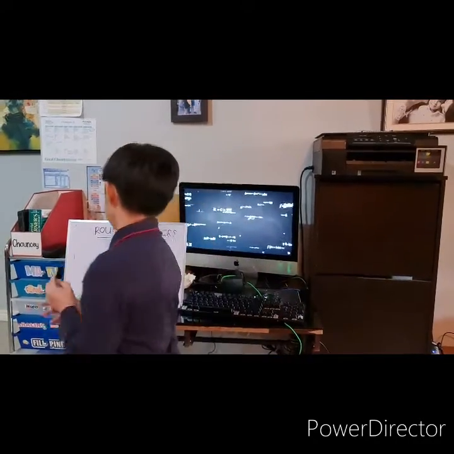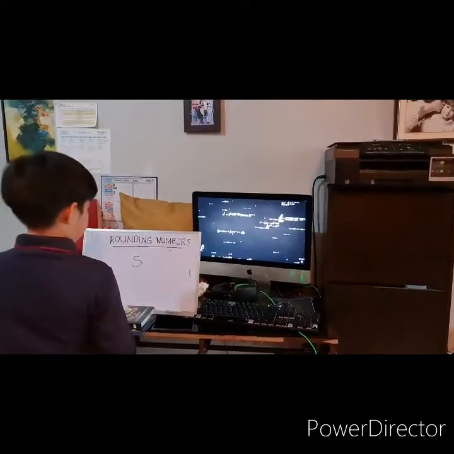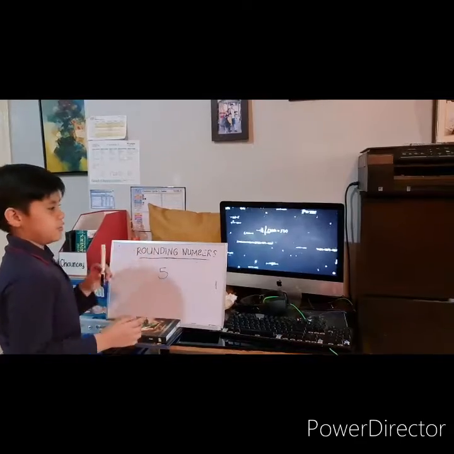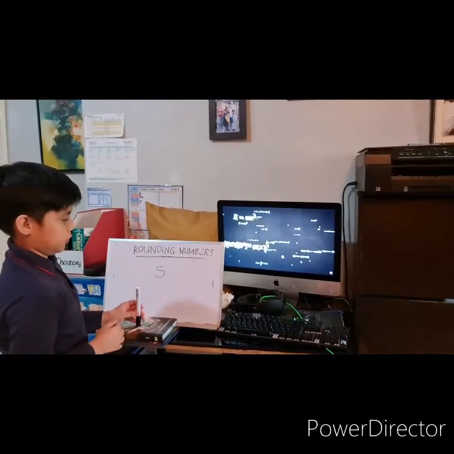I will be discussing rounding numbers of math. So before we start the rounding numbers questions, we will first be discussing the important rules of rounding numbers. I already have a 5 here. The 5 is the key number of rounding numbers.